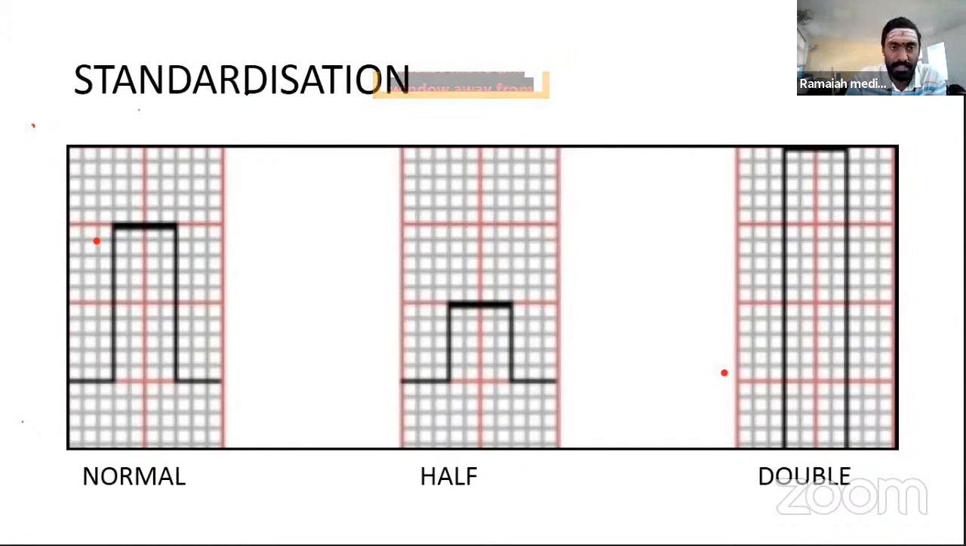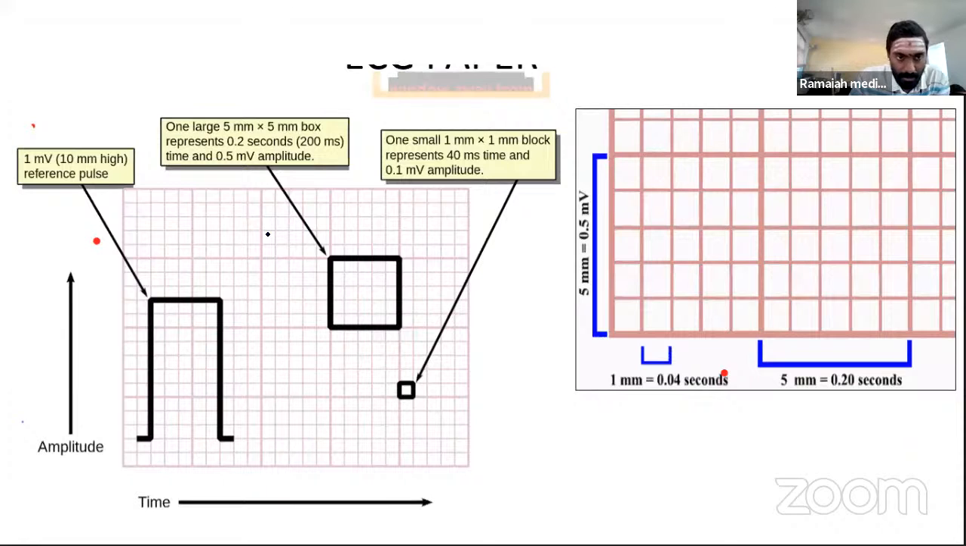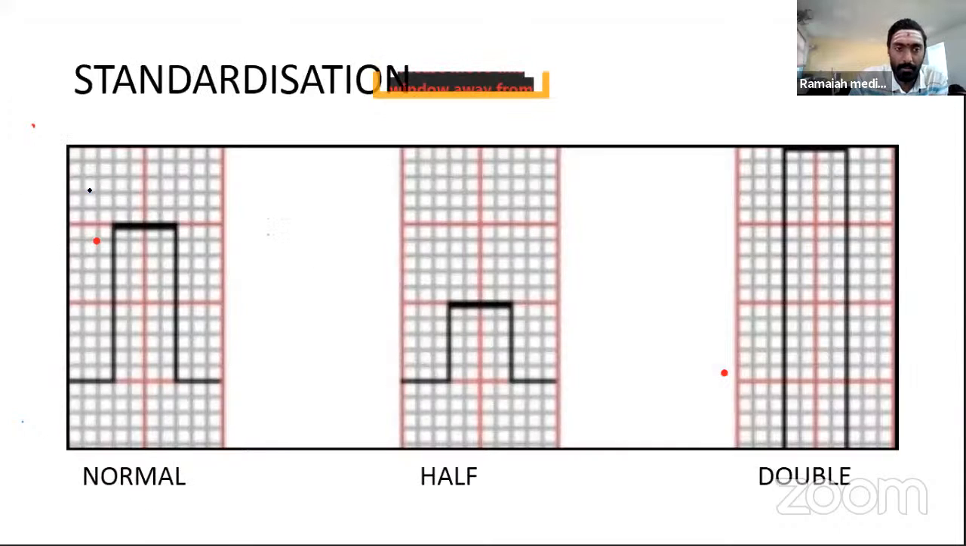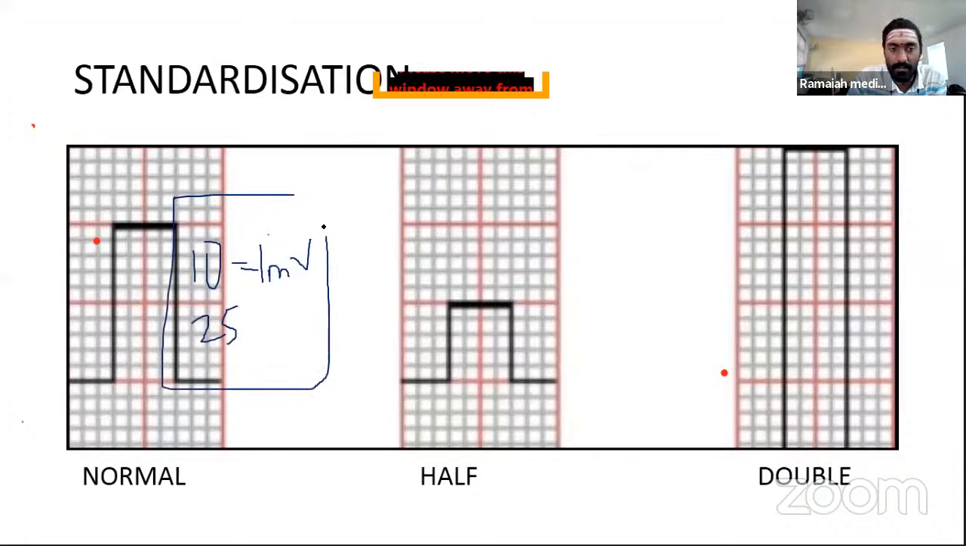It's called standardization. Whenever we see any ECG, you see here, it will be given, the amplitude. The amplitude should be 10 millimeter and it should be calibrated to 1 millivolt. So 10 millimeter is equal to 1 millivolt. That is the normal standardization. And the speed of the ECG paper must be 25 millimeter per second. These are the first things to observe whenever we are seeing any ECG, the standardization.